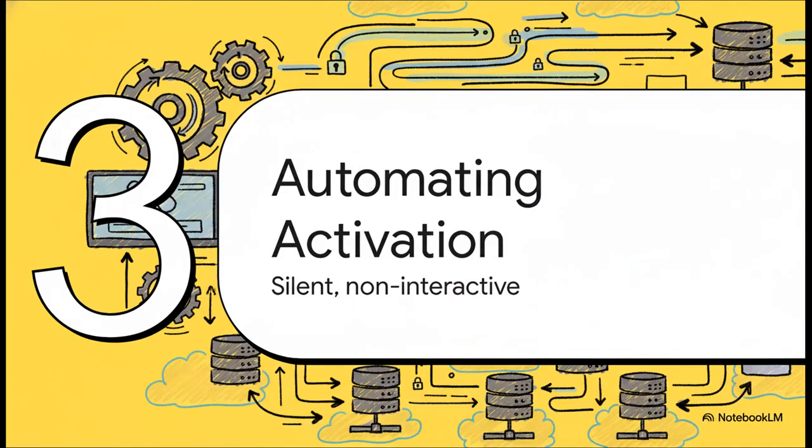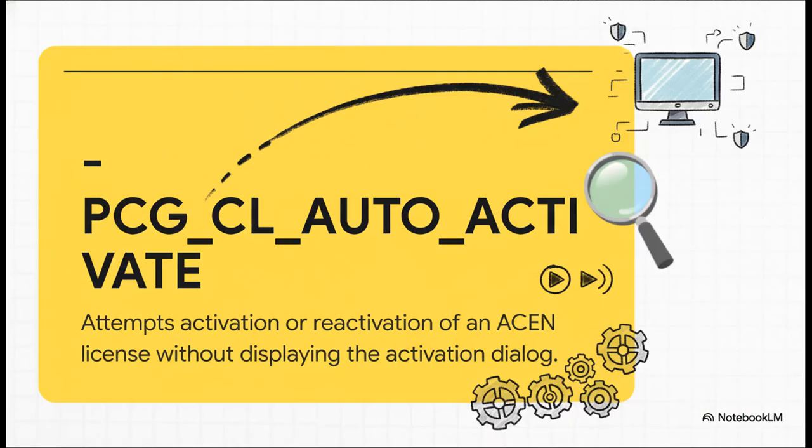All right, now for the part I know many of you have been waiting for, full automation. This is where we cover how to activate a license without any user interaction at all. This is a total game changer for large-scale deployments. The magic command here is -pcg_cl_autoactivate. It tells the application to just go ahead and try an online activation right away without showing any dialogues to the user. This is the main trigger for that whole silent activation process.